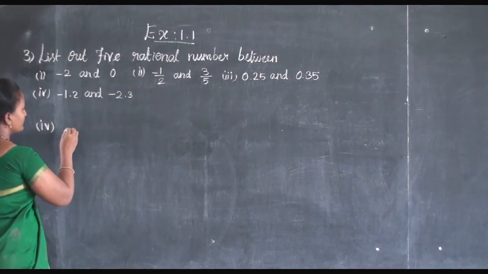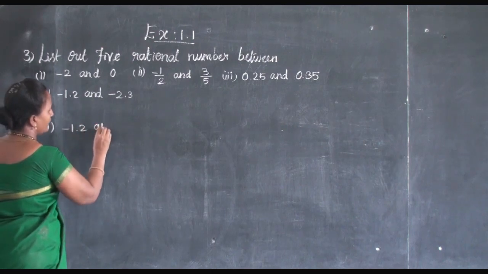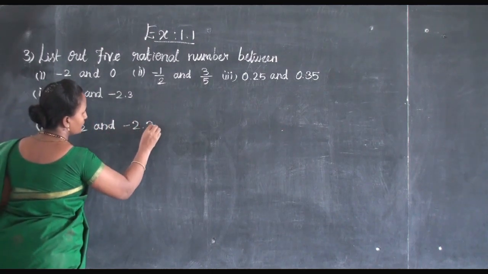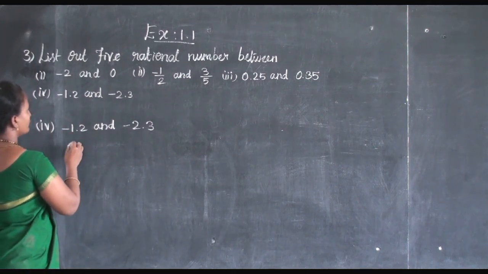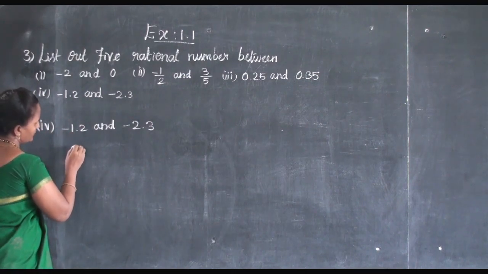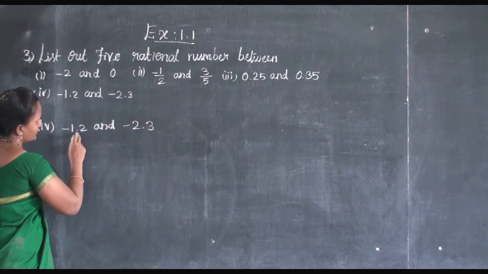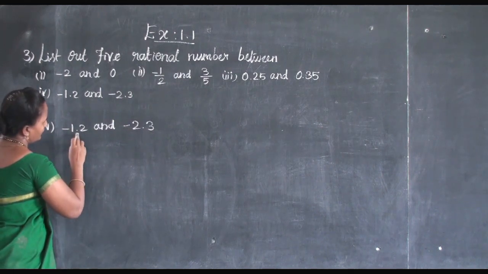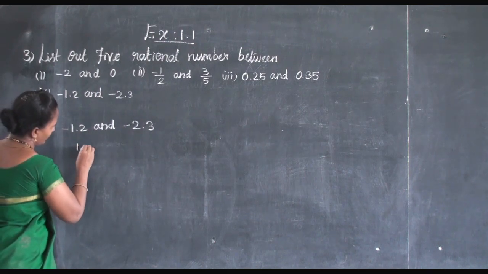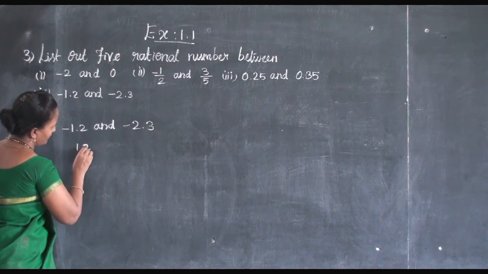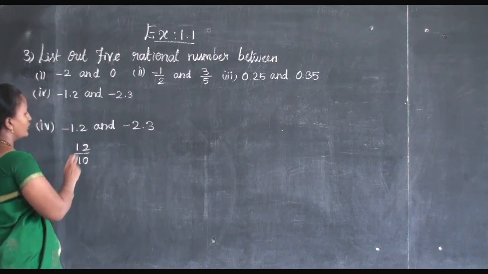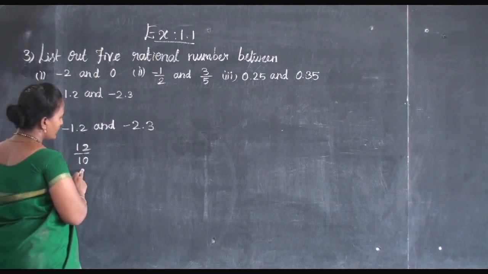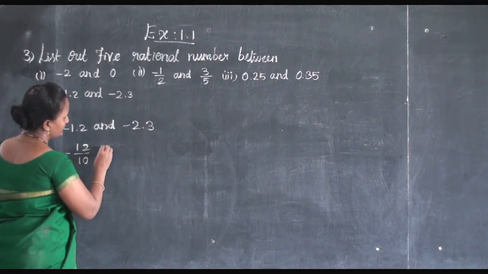Now the fourth sum, minus 1.2 and minus 2.3. These are also in decimal form, so we have to change into fraction form. What's the procedure? After the decimal point, only one digit is here. So write the numbers without the decimal point and divide by 10. Only one digit here, so we have to divide it by 10.